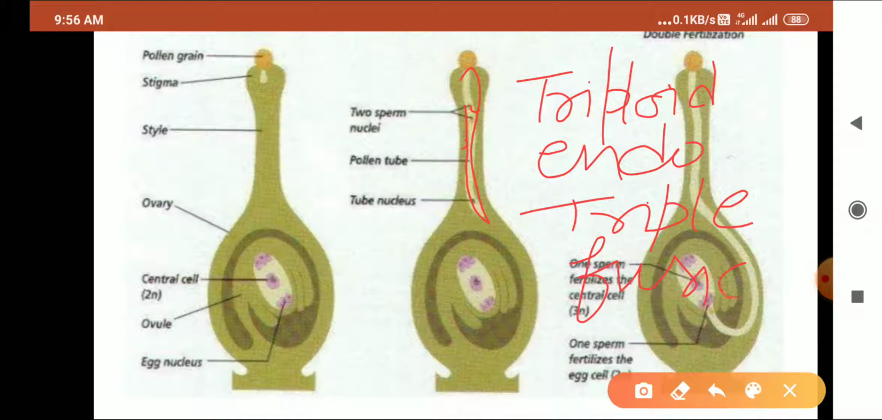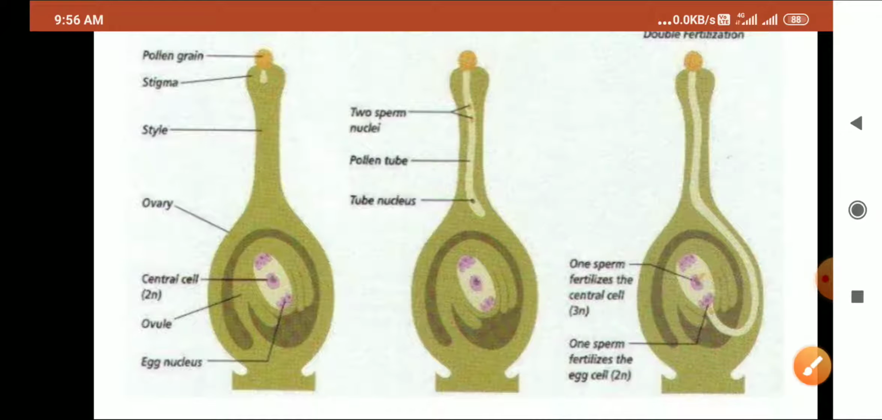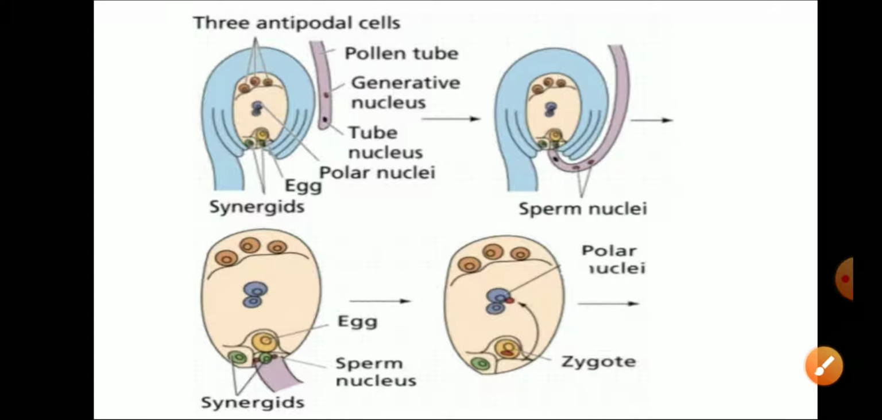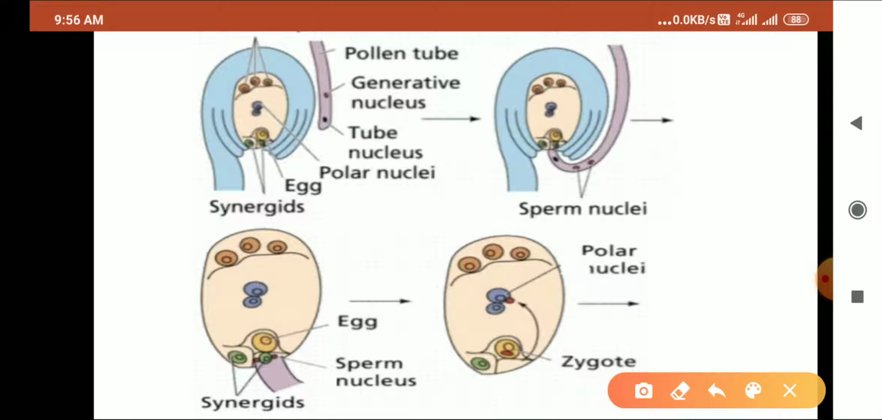So here we have the two fertilizations. One is a fusion of a male and female gamete. Another is a fusion of one male gamete with the two polar nuclei, resulting in the formation of a triploid endosperm nucleus. In this figure, again you can see the pollen tube, which carries the two male gametes. One male gamete fuses with the egg and the other male gamete fuses with the polar nuclei.